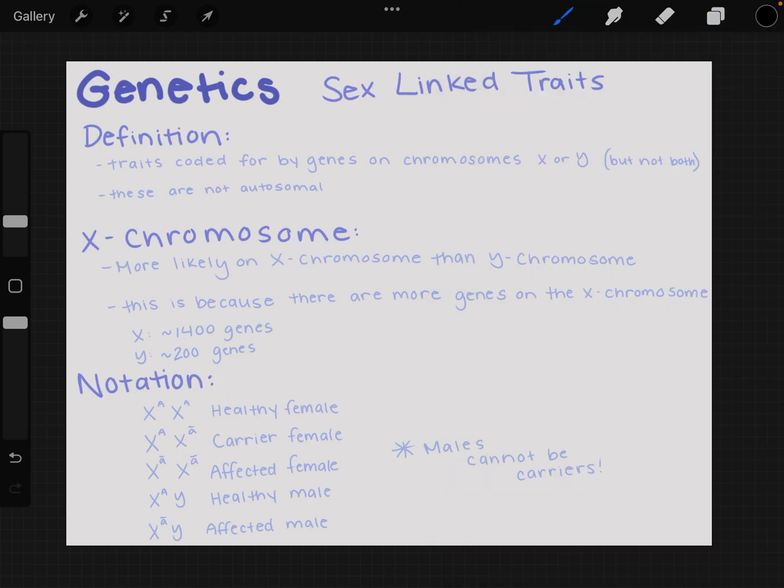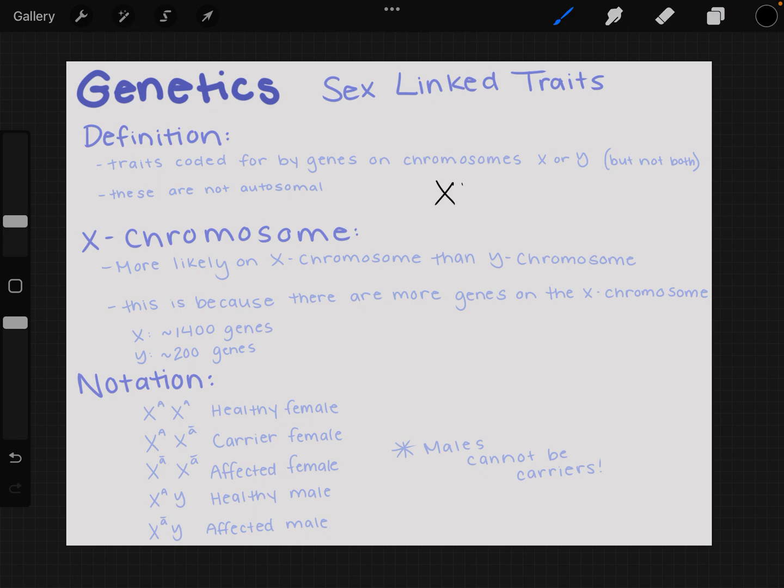So let's talk about sex-linked traits. Remember previously when I said not autosomal? Well, this is why. The definition of a sex-linked trait is traits coded for by genes on chromosome X or chromosome Y, but not both. We're mostly going to see X chromosome, and I'll talk about that in just a minute. These are not autosomal. So X or Y is going to be your sex chromosome.